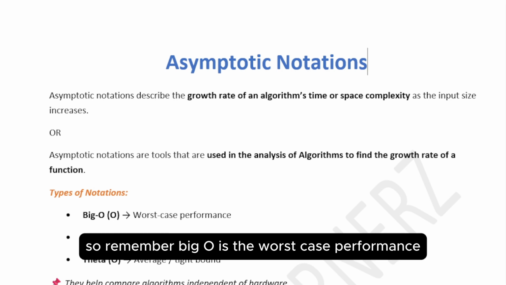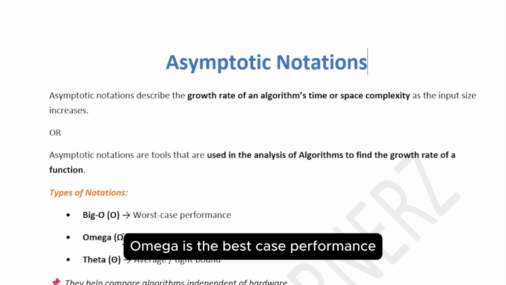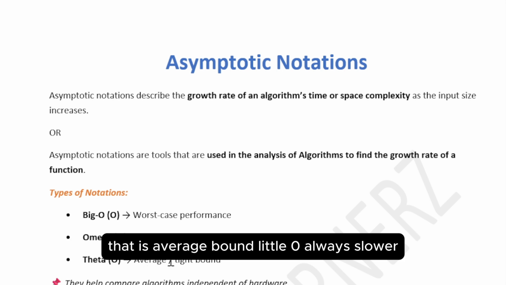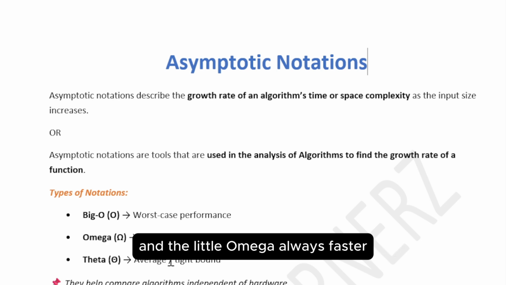So remember, big O is the worst case performance, omega is the best case performance, imagine the empty road, and theta is the normal day, that is the average bound. Little o always slower and little omega always faster.